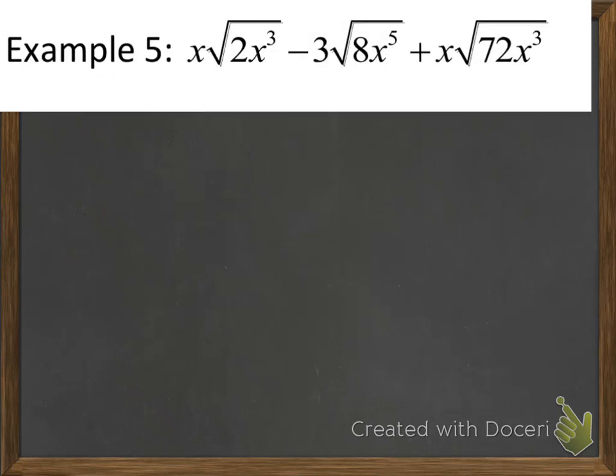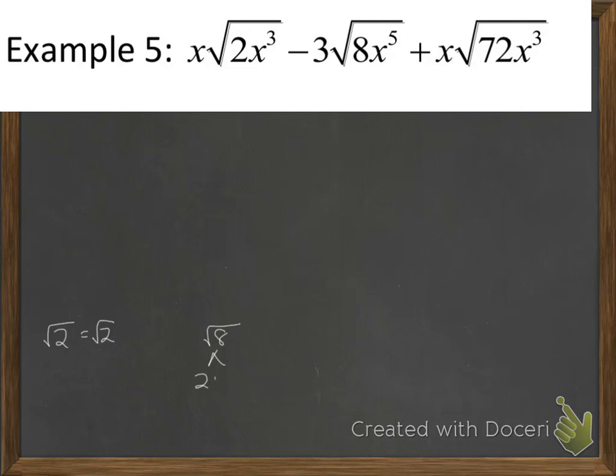Okay, example 5. This one is going to be a little bit fun and interesting because now we have higher powers of x, so we'll actually be able to pull some of the x's out of our radical. So the square root of 2, we can't really do anything with that. The square root of 2 is just equal to the square root of 2. What about the square root of 8?